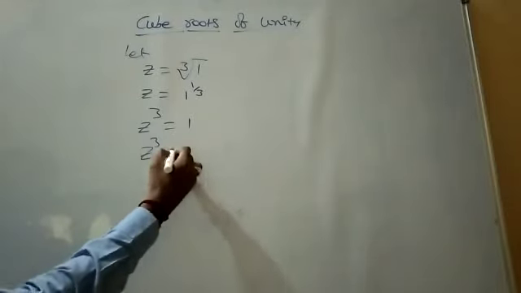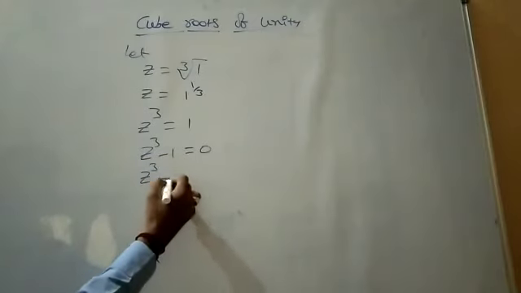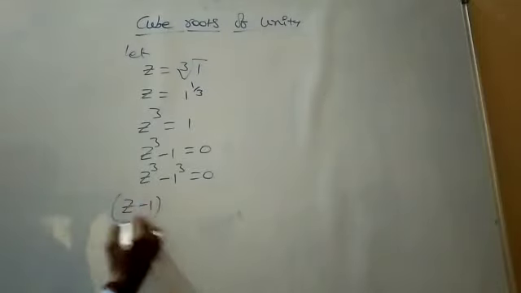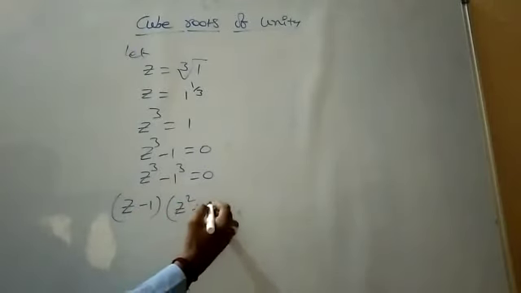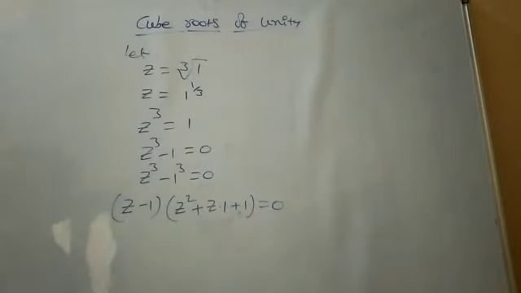z cube minus 1 is equal to 0. Now we can write z cube minus 1 cube is equal to 0. It is in the form of a cube minus b cube. What is a cube minus b cube? It is (a minus b) into (a square plus ab plus b square). Now we can write (z minus 1) into (z square plus z plus 1) equal to 0. Okay. Now the product of two terms is equal to 0.